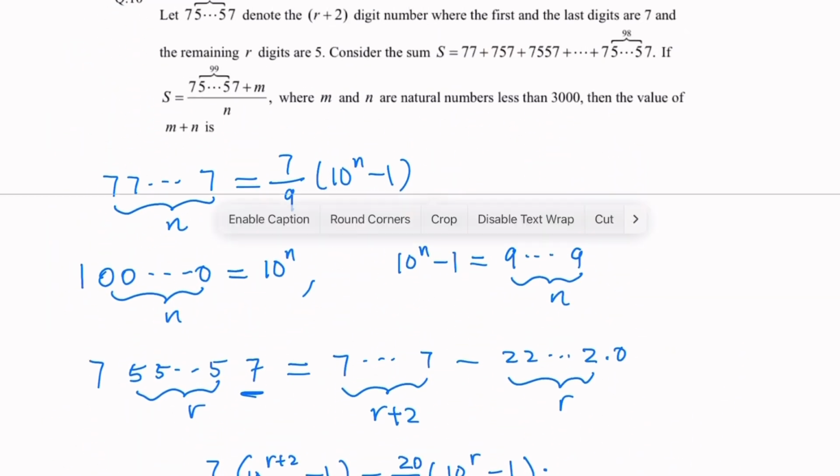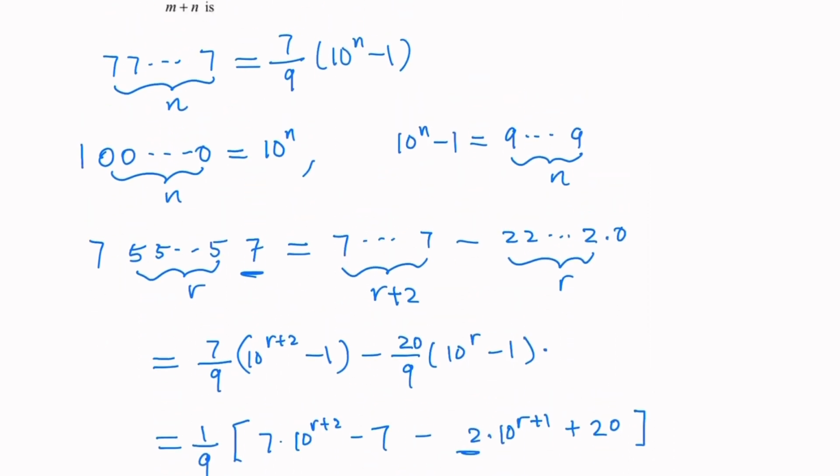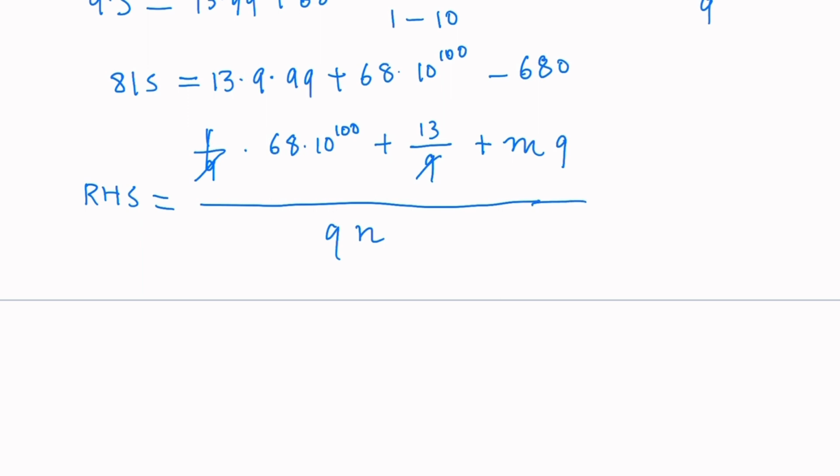Now, what is the other form? Here we are given that this whole thing s equals this one. So the right hand side has 99 of them. The right hand side equals s, this term plus an integer divided by n. And of course, we're going to get 9 here to make it easier, so n is 9. The whole thing must equal s, so we turn this into the equation: 9s would equal 68 times 10 to the 100th power, plus 13, plus 9m.